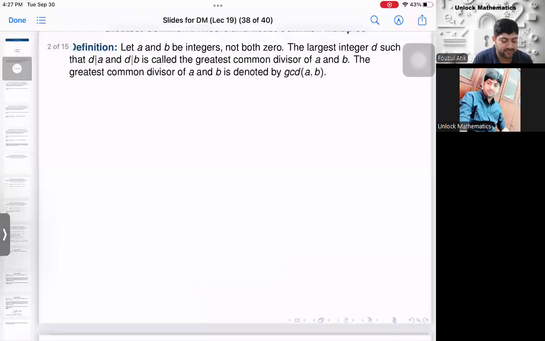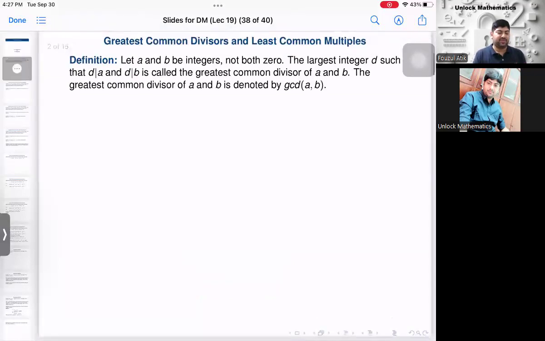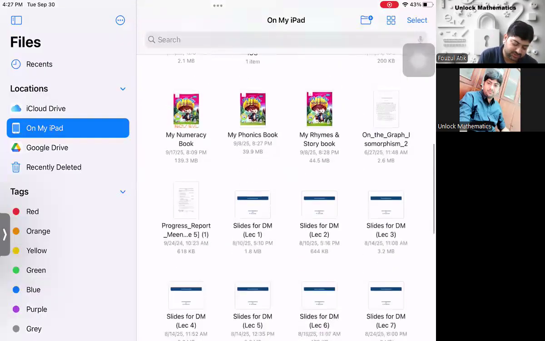So a quick recall. What do you mean by GCD? Let A and B be integers, not both 0. The largest integer d such that d divides A and d divides B is called the greatest common divisor of A and B. Right?